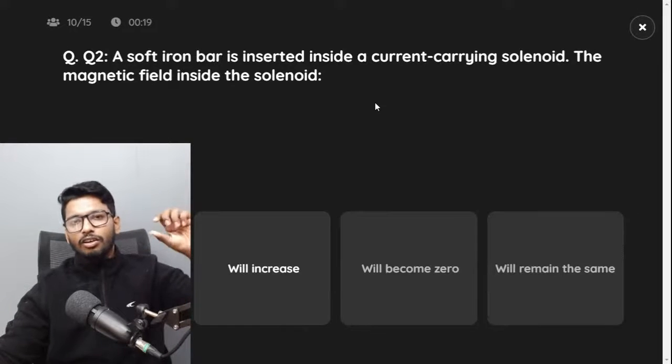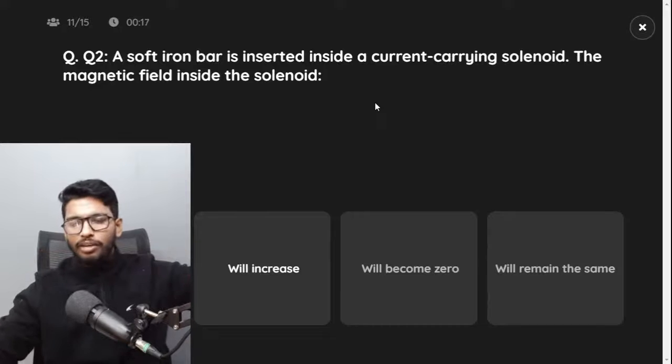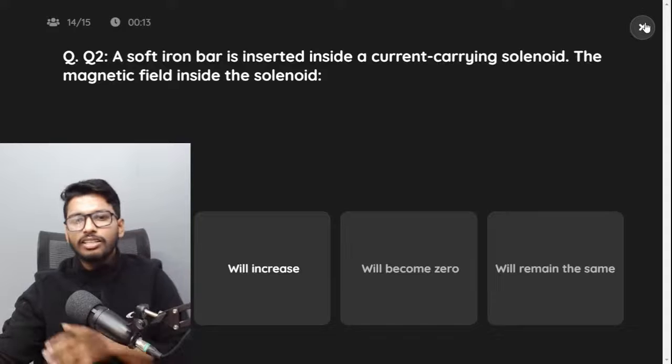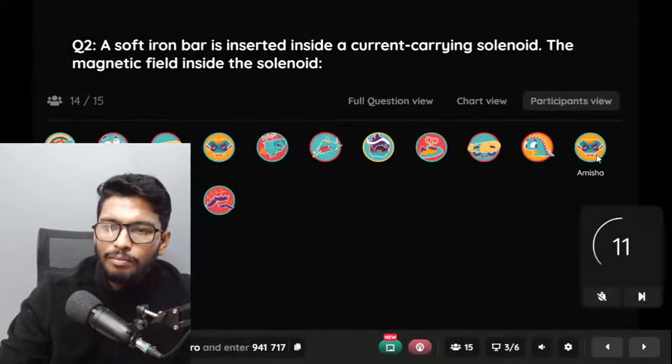If you introduce a soft iron core and put it inside a solenoid, what happens to the magnetic field around it? Will it decrease, increase, become zero, or remain exactly the same?